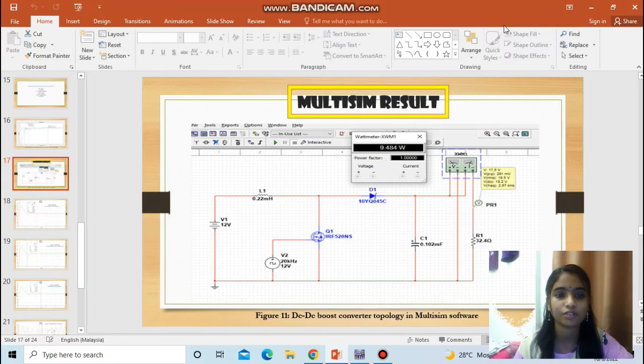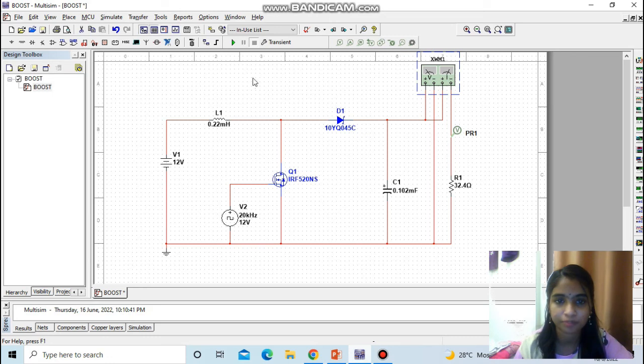I'm Nagoli Suresh. Today I'm going to explain the result for the Multisim part. Figure 11, the DC to DC boost converter, shows the boost converter topology in Multisim software. Now I will proceed with Multisim. We are going to see the characteristic of this circuit.